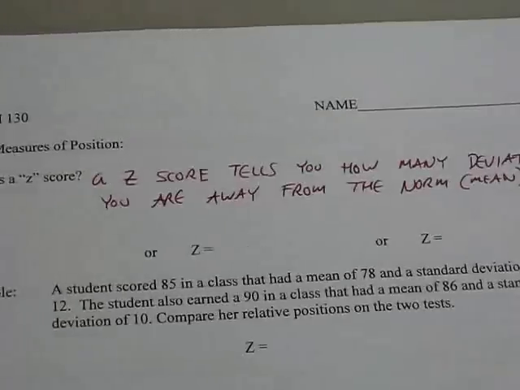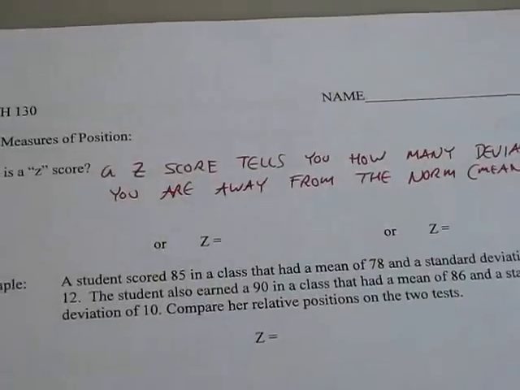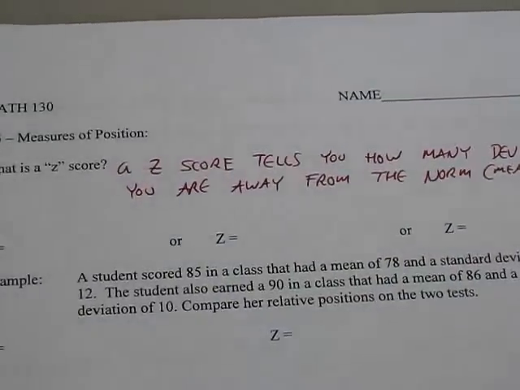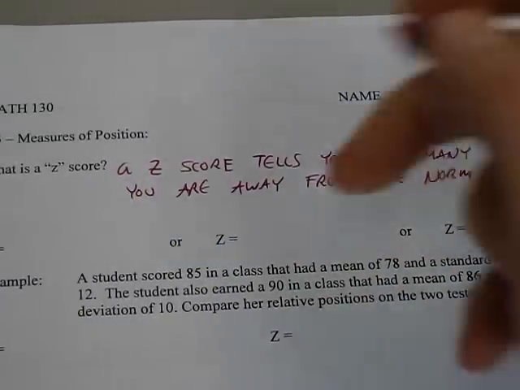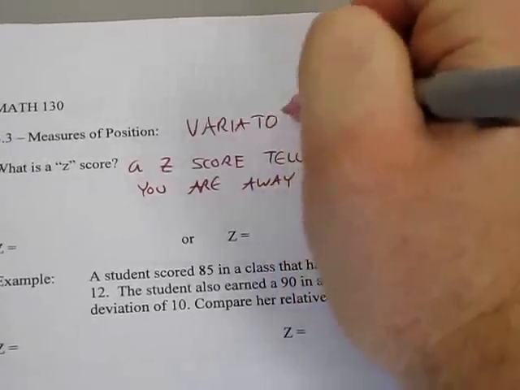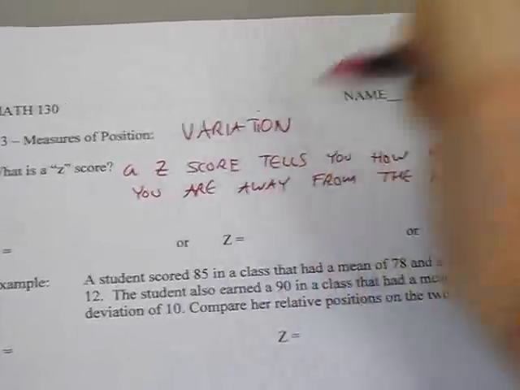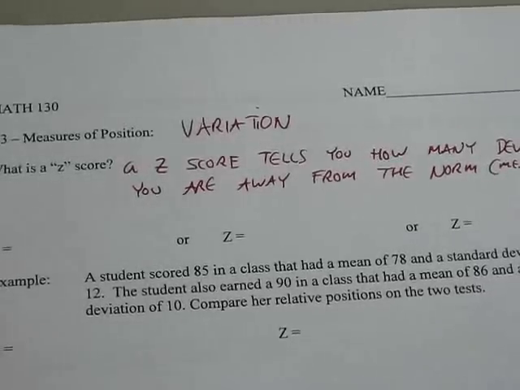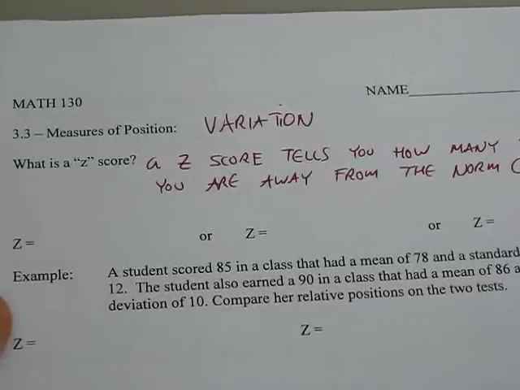Today we're going to be looking at sections 3.3 and 3.4, talking about the measures of position, which is really going to be talking about variation. In the previous video, we talked about the measures of position in terms of standard deviation, and that's where we're going to pick up.